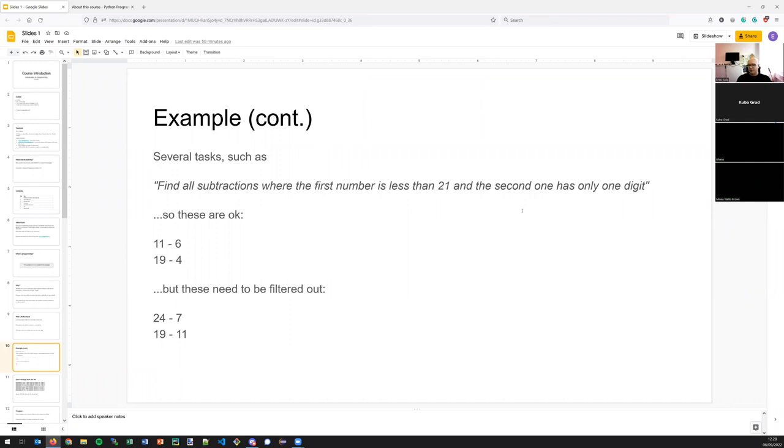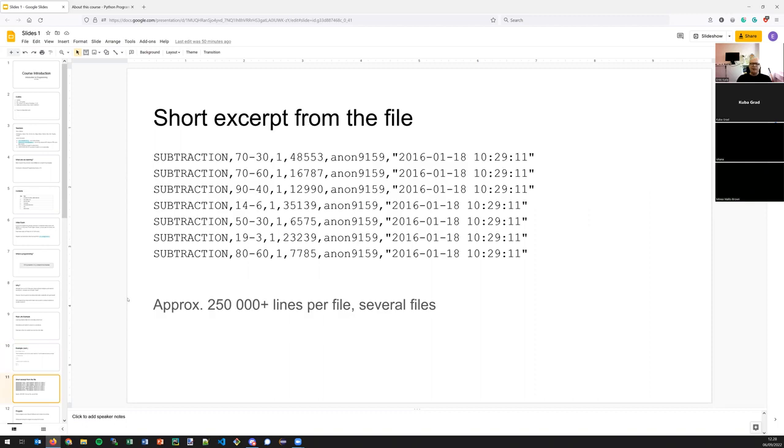And what the research group was trying to find out was how the students are performing on certain types of calculations. And as I said, there were more than 250,000 lines per file, and there were 20 files, if I remember correctly. So that's like 5 million lines of these calculations. So it's really difficult to do by hand. You don't want to go through 5 million lines 8 times. You don't want to do it once, I think.